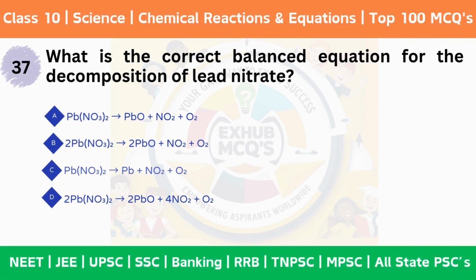MCQ 37. What is the correct balanced equation for the decomposition of lead nitrate? Option A, lead nitrate decomposing into lead oxide, nitrogen dioxide, and oxygen. Option B, 2 molecules of lead nitrate decomposing into 2 molecules of lead oxide, nitrogen dioxide, and oxygen. Option C, lead nitrate decomposing into lead and nitrogen dioxide. Option D, 2 molecules of lead nitrate decomposing into 2 molecules of lead oxide, 4 molecules of nitrogen dioxide, and oxygen.